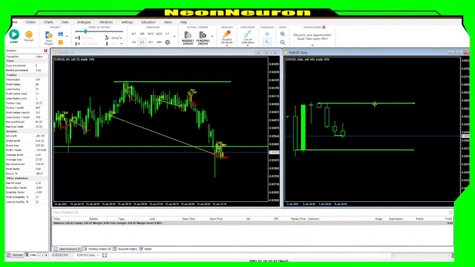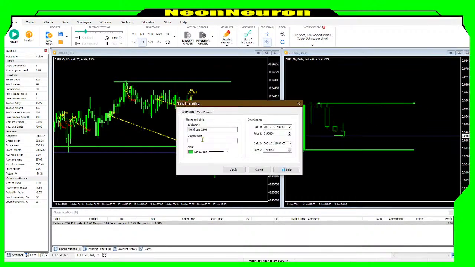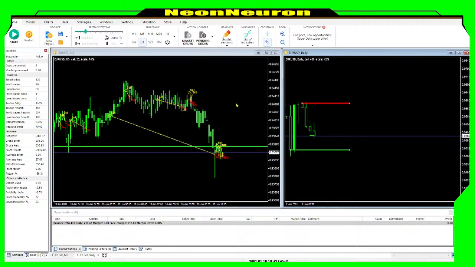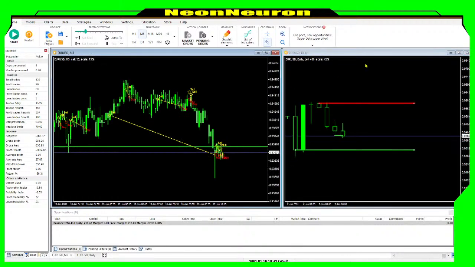Okay. Let's make this one red because that is resistance. That is the stop. That is where the sellers are pushing down, and they're telling the buyers, no more. All right, so we can get rid of this. Okay, so that is on the daily time frame.